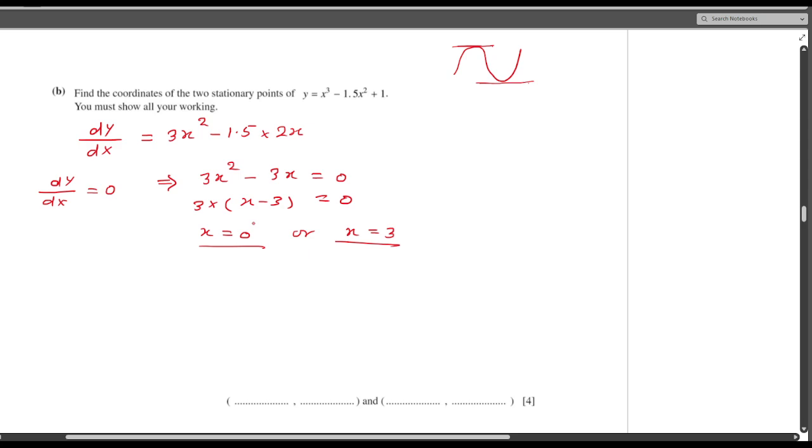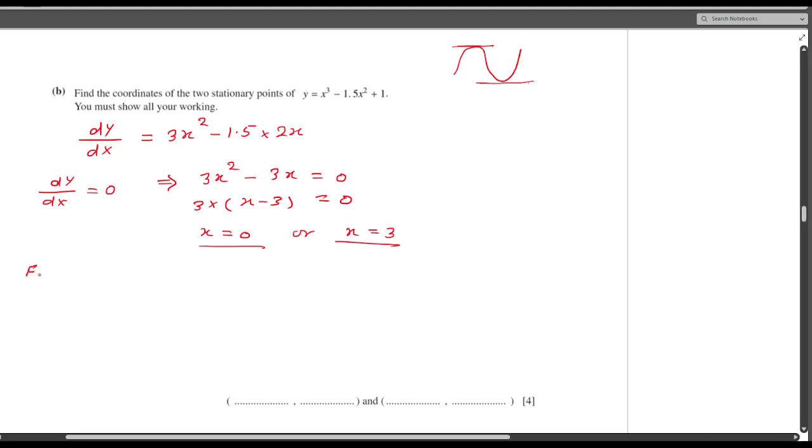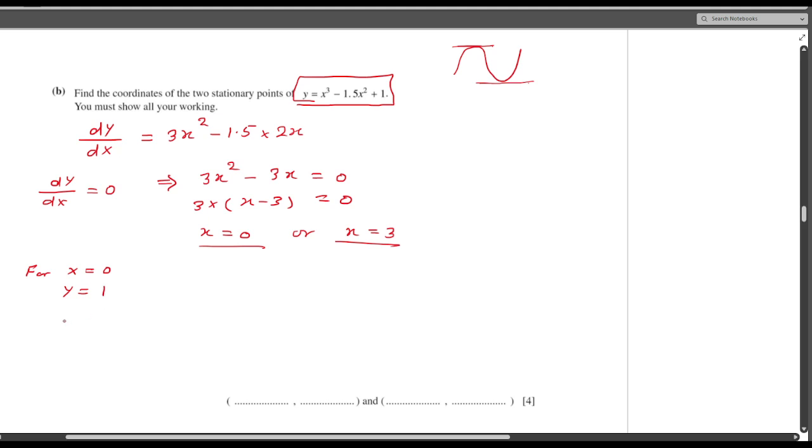Now the value of x is 0 or the value of x is 3, right? I got the value of x. Now to know the point, I also should know the y value. So for x equal to 0, I will find y. To find y, I will use this equation, y is equal to x cube minus 1.5x square plus 1. As I put x as 0 here, my answer for y is going to be 1. So my one point is (0, 1).